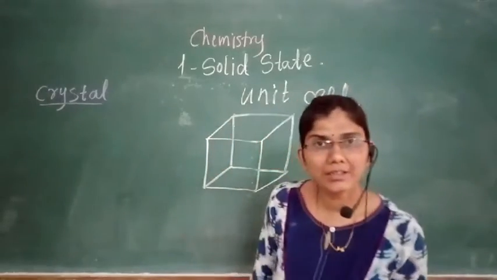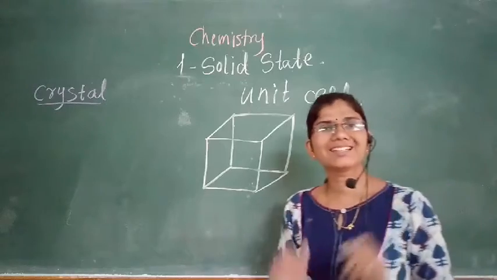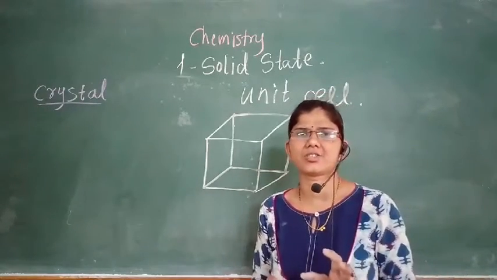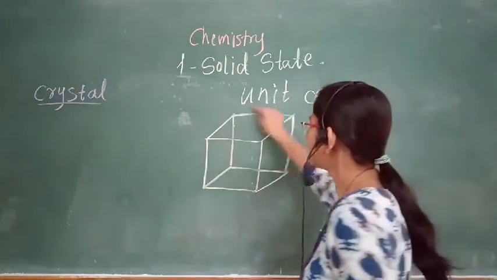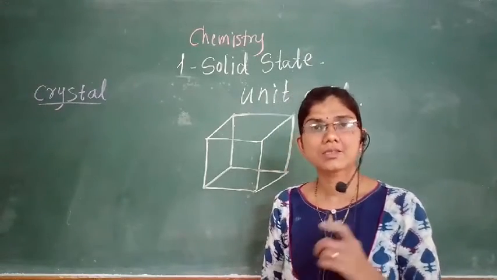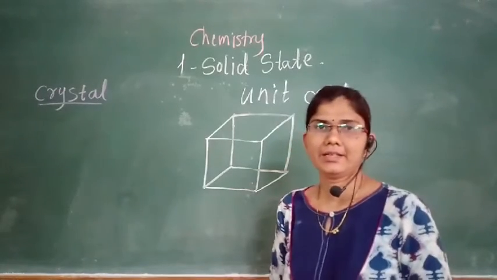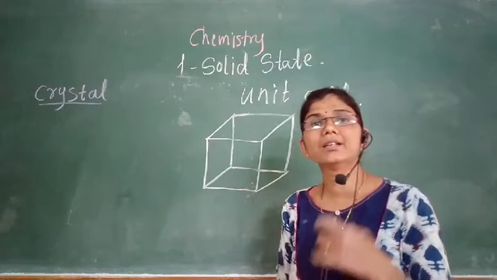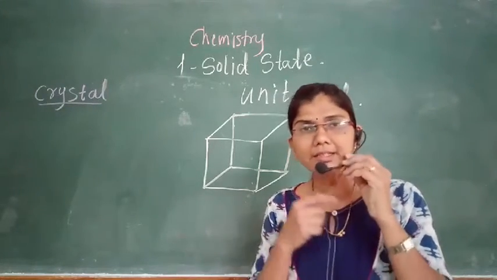How can we define a unit cell? Unit cell means when a crystal structure is formed, its basic unit, what will we call it? Unit cell. And a unit cell is a 3-dimensional smallest repeating unit of a crystalline solid. Means each crystalline solid will be formed by a unit cell.